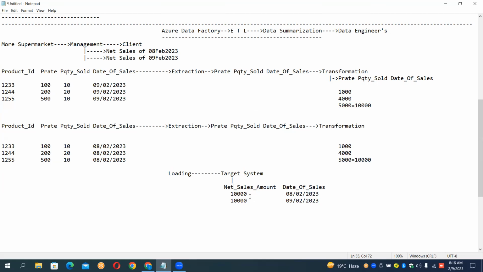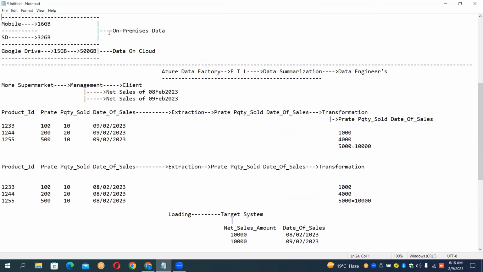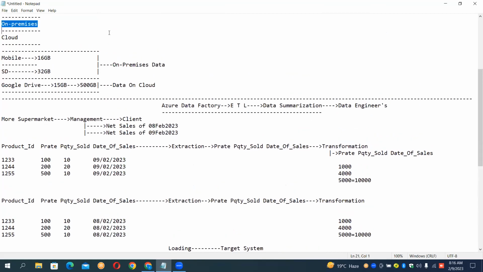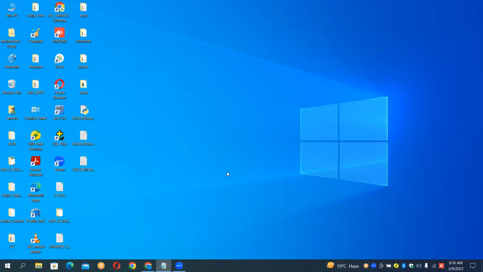We do it in real time also by using technological support. So now, guys, here you have 2 things. The first one is the on-premises system, and the other is the cloud environment. So what does on-premises system mean? My system, my computer, whatever you are seeing right now, my desktop, this is called an on-premises system. Am I right or not?